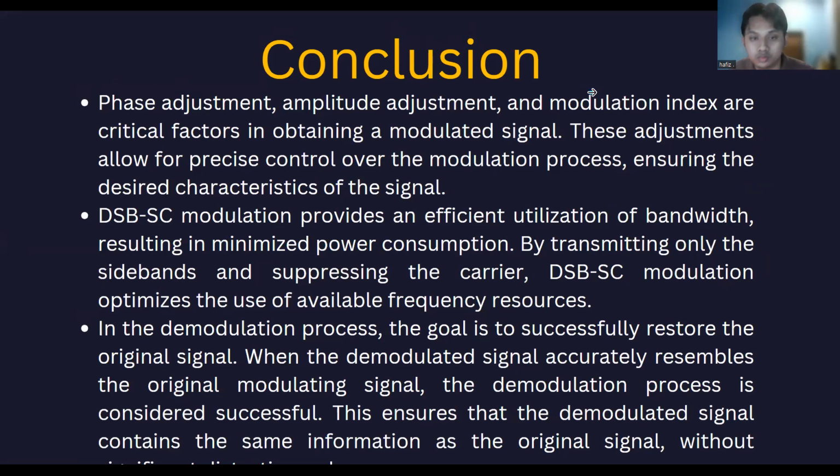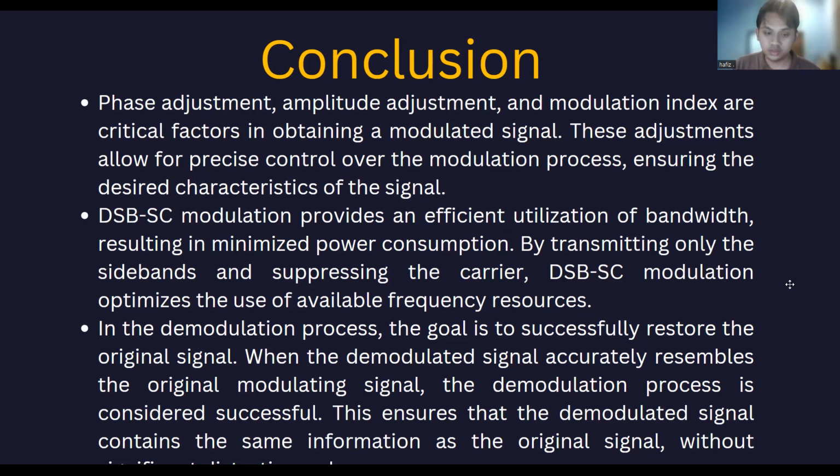For the conclusion, we can say that phase adjustment, amplitude adjustment, and modulation index are critical factors in obtaining a modulated signal. These adjustments allow precise control over the modulation process, ensuring the desired characteristics of the signal. DSB-SC modulation provides efficient utilization of bandwidth, resulting in minimized power consumption. By transmitting only the sidebands and suppressing the carrier, DSB modulation optimizes the use of available frequency resources.